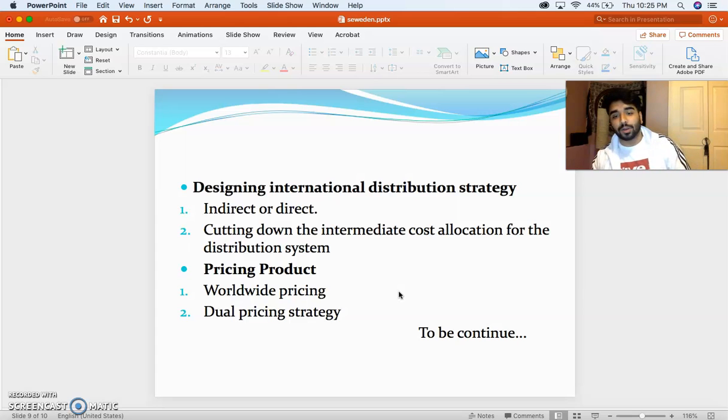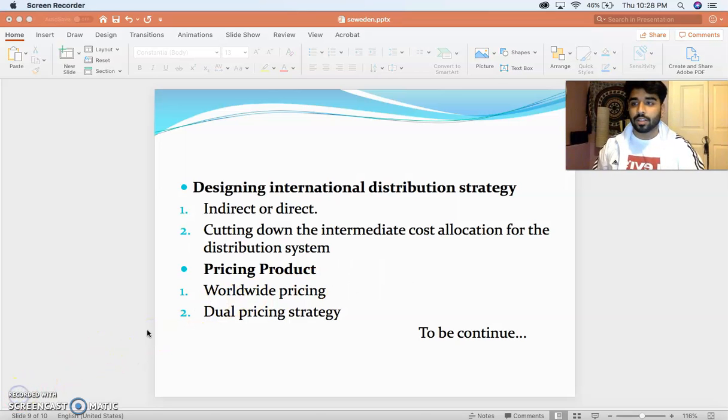So talking about the indirect channel, it relies on intermediaries to perform distribution. Under this, the company depends on another party, and they have to entrust them with the manufactured product. Having more intermediaries leads to a cost increase. And talking about product pricing, the next is the pricing of the product. The first is worldwide pricing. So the company can choose the worldwide pricing.